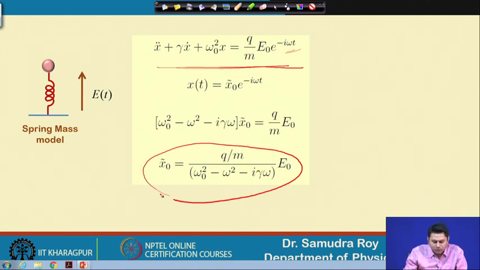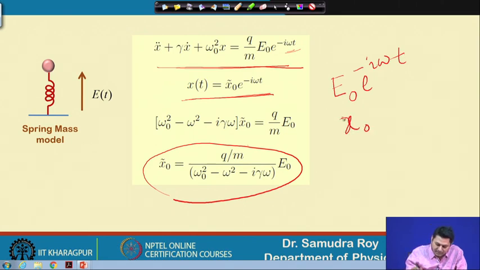I am not going to teach you the calculation in detail, because it is very straightforward. Once you have the equation of motion, this will be your solution, because your applied field is of the form E 0 e to the power of minus i omega t. I want to find the displacement in the same form, and the same form in this case is x 0 tilde e to the power of minus i omega t. This is the form of the solution I want to figure out.